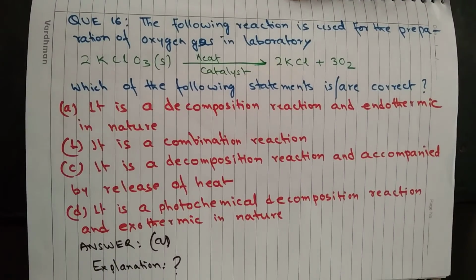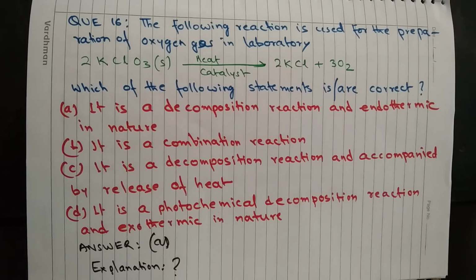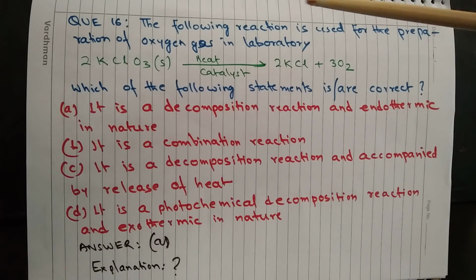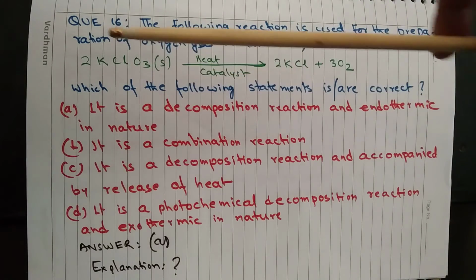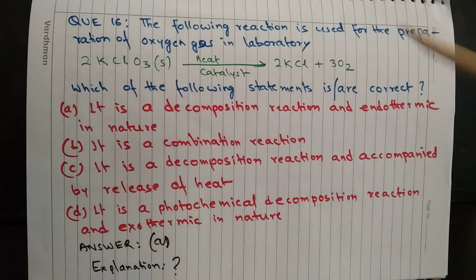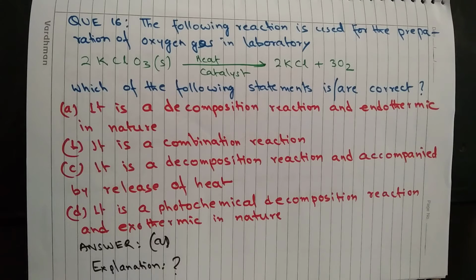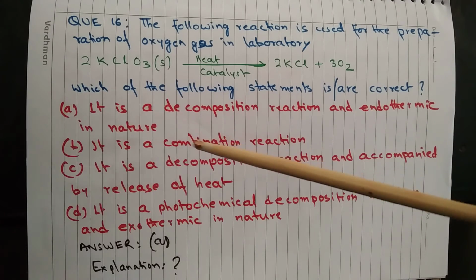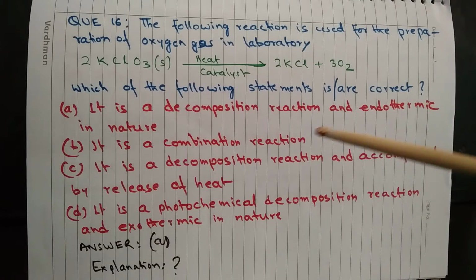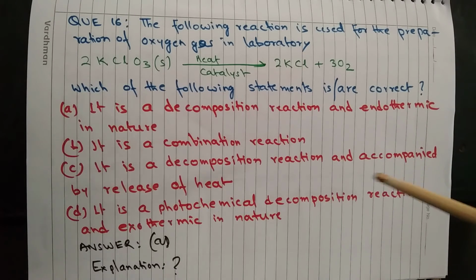Question 16. The following reaction is used for the preparation of oxygen gas in laboratory: 2KClO3 gives 2KCl plus 3O2, with heat and catalyst being applied. Which of the following statements is or are correct? A. It is a decomposition reaction and endothermic in nature. B. It is a combination reaction. C. It is a decomposition reaction and accompanied by release of heat. D. It is a photochemical decomposition reaction and exothermic in nature.